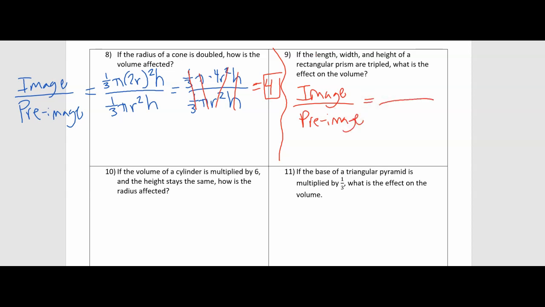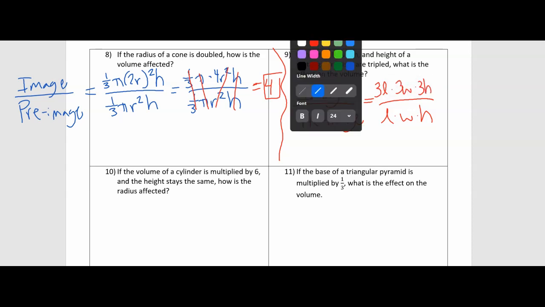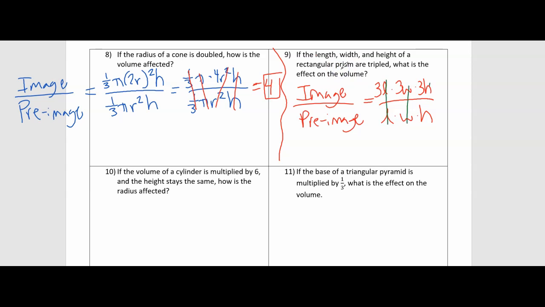Pre-image, the volume of a rectangular prism, length times width times height. For my image, I am scaling all of those up by 3 because we're tripling. So 3L times 3W times 3H. The L's, the W's, the H's simplify, and 3 times 3 times 3, well, that's 27. So if you scale all the dimensions of a rectangular prism up by 3, the volume is going to be 27 times as large as the original volume.